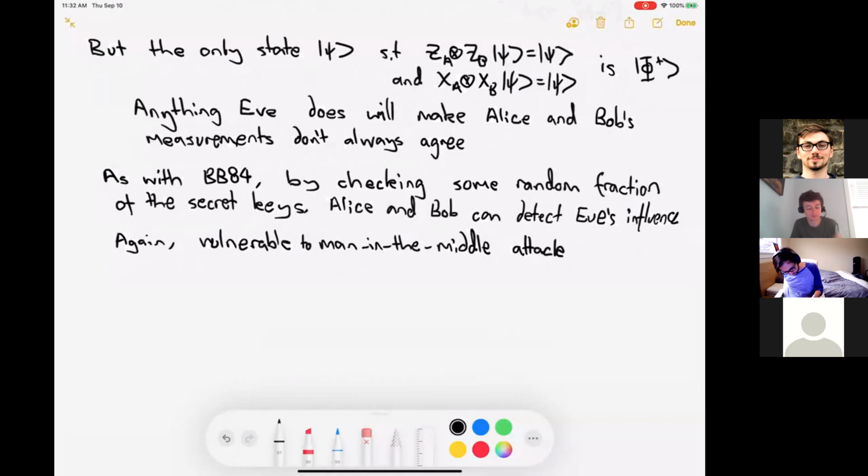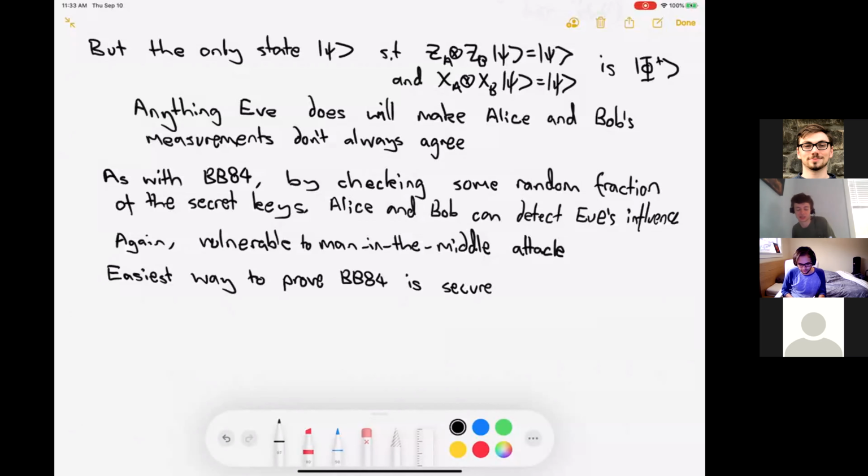Another comment is that actually the easiest way to prove BB84 is secure is just to think about it as a special case of Ekert 91.